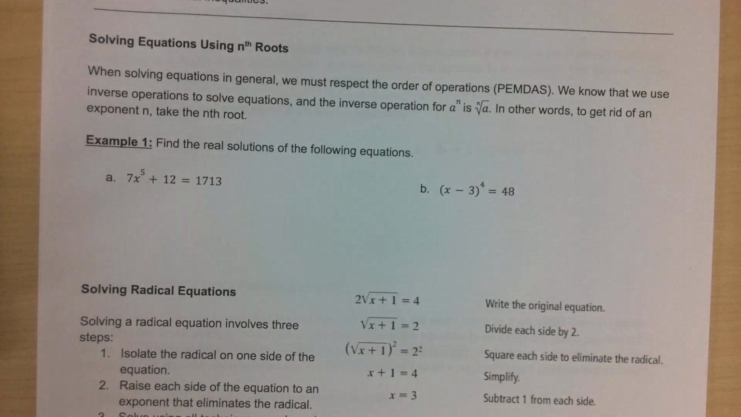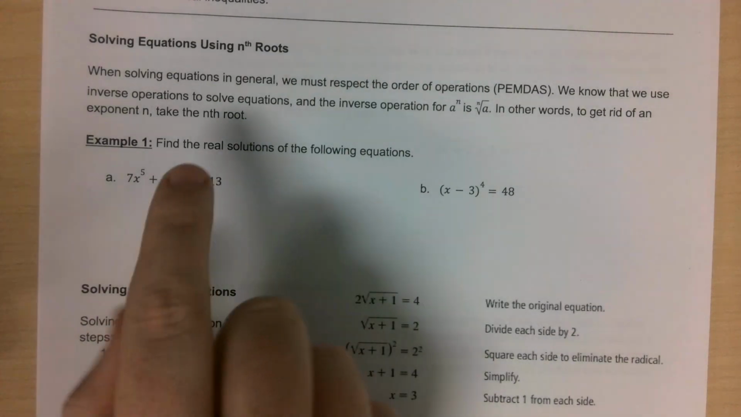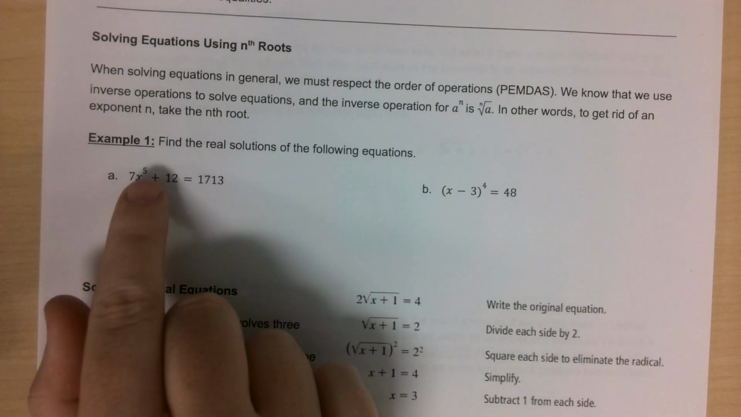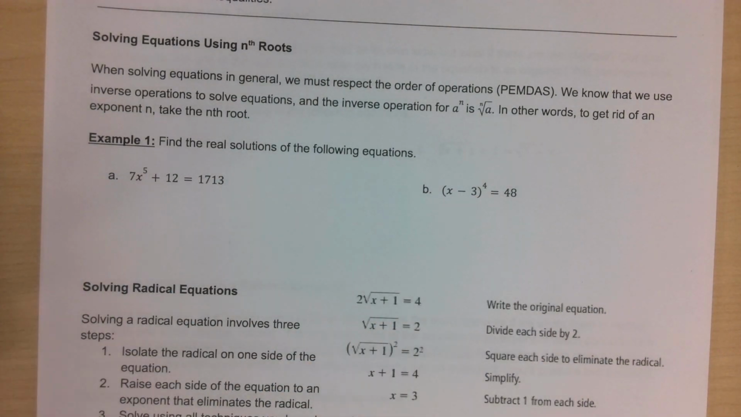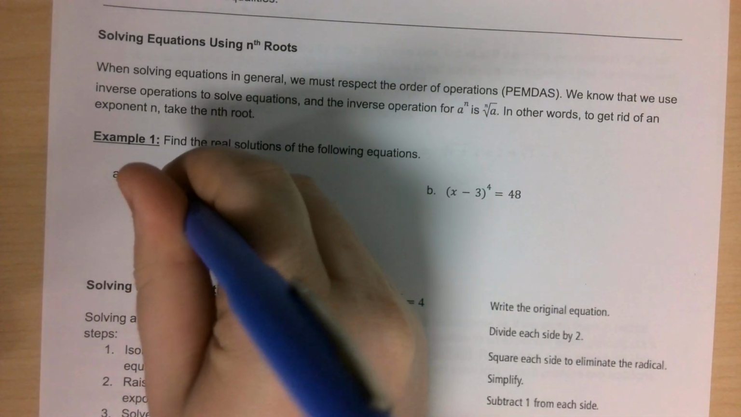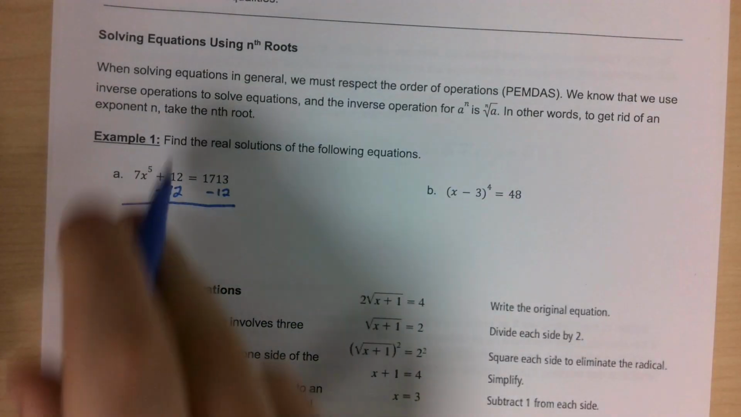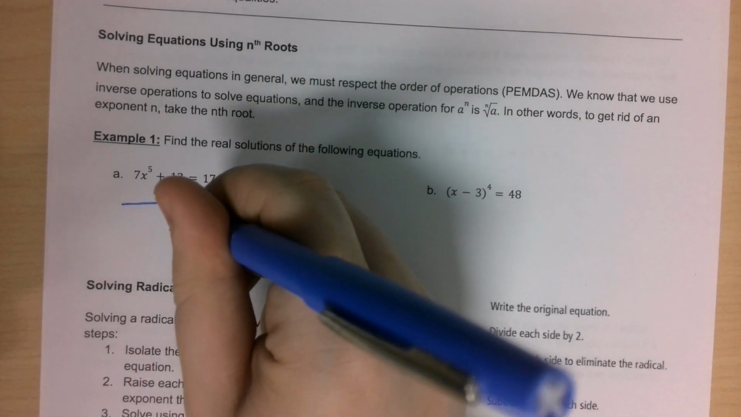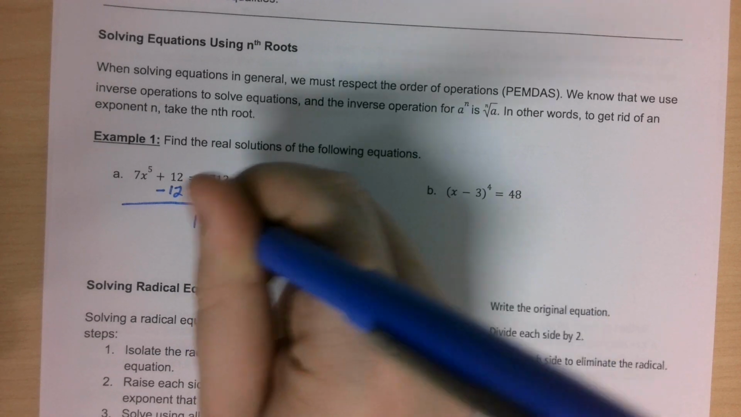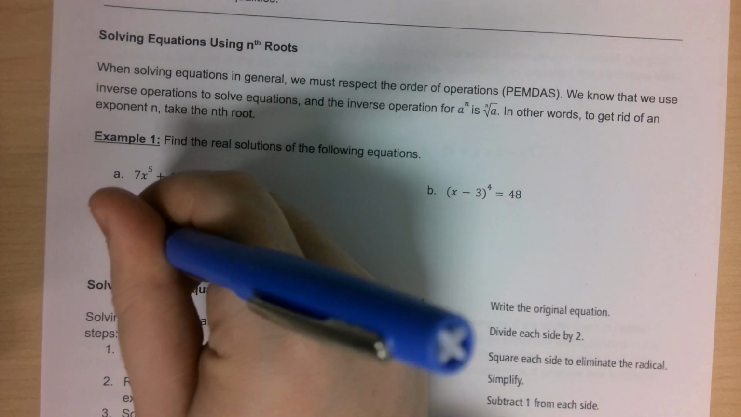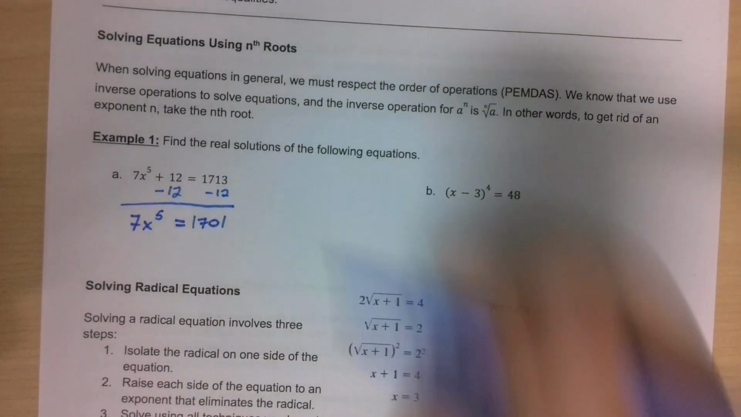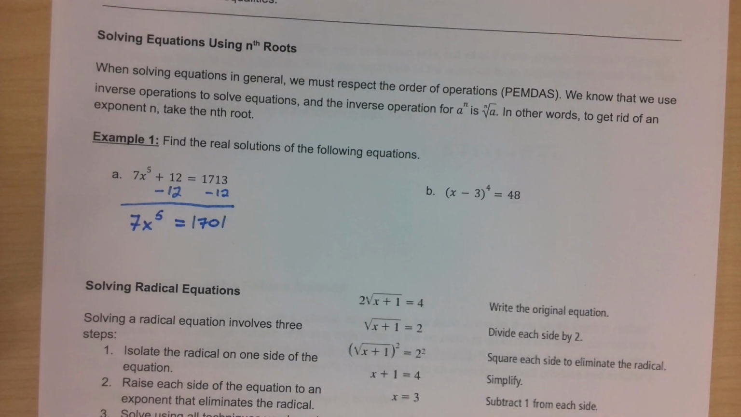So the first type of example you might see is something like this, where you have an equation where there is an exponent somewhere in the problem. We know that in order to solve something like this, we will need to use reverse PEMDAS, and eventually we're going to have to undo that exponent. First things first. For this first problem, we're going to start by subtracting 12 from both sides. Reason is, we always get rid of addition and subtraction first. So we have 7x to the fifth equals 1701.